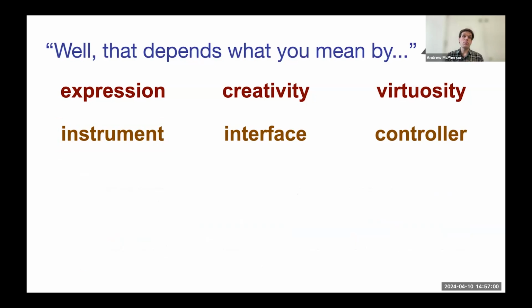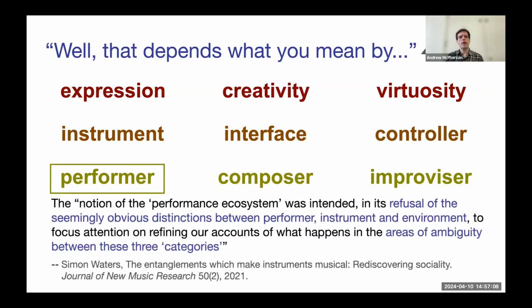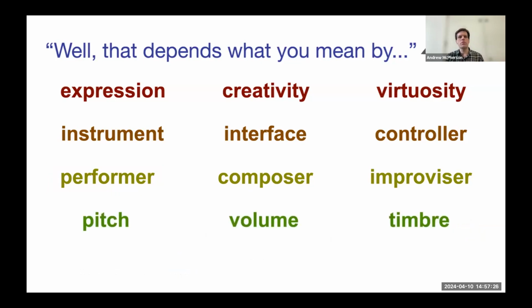We can go a bit further. We can talk about, well, what do we mean by performers? What do we mean by composers or improvisers? Simon Waters is also picking up on entanglement discourse from a different angle and talking about musical instruments not being objects, but processes, and talking about this performance ecosystem that sort of refuses obvious distinctions between performers, instruments, and environments. And we can go further, right? Pitch, volume, timbre. What do we mean by music itself?